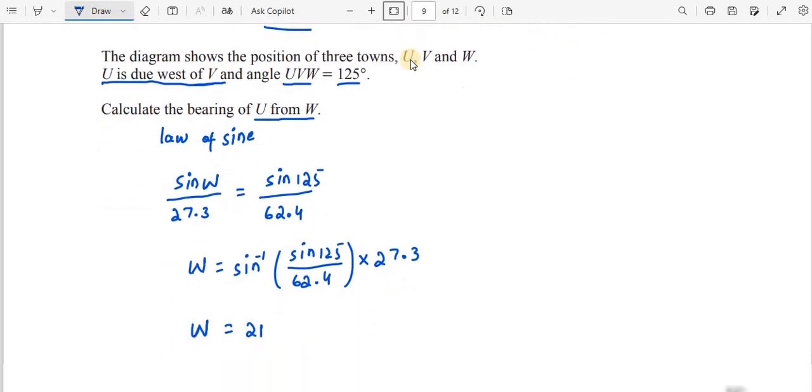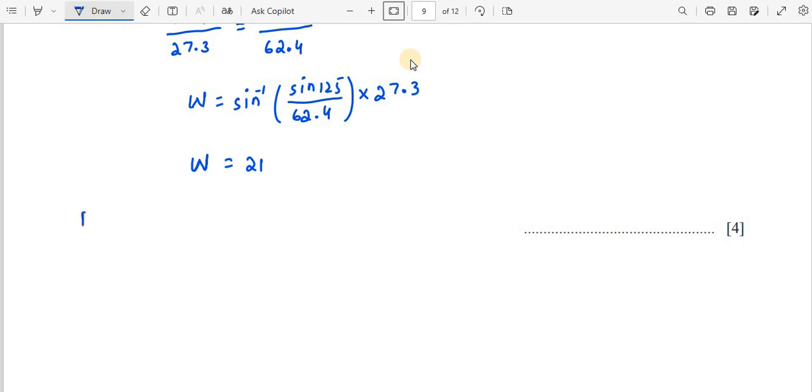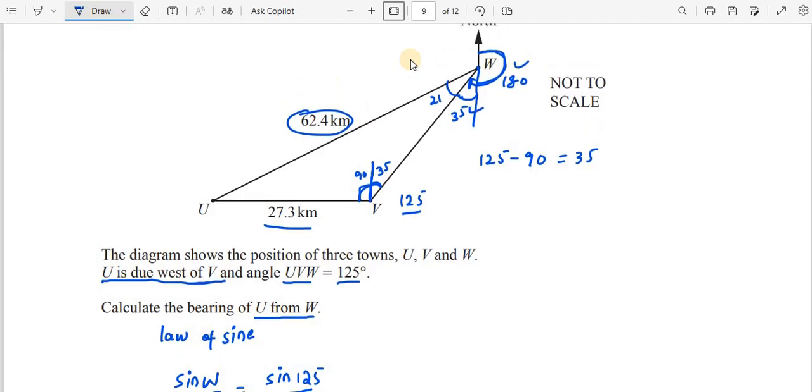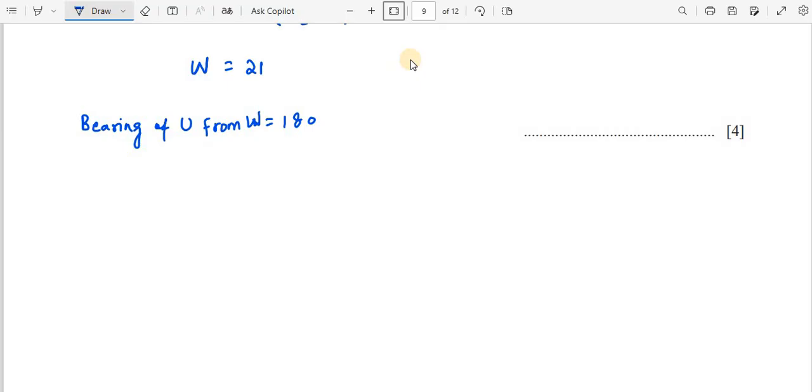To find the bearing of U from W, it is equal to 180 plus this angle and plus this angle. 180 plus 35 plus 21 is equal to 236 degrees. So the final answer is 236.